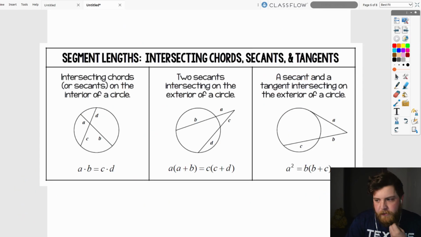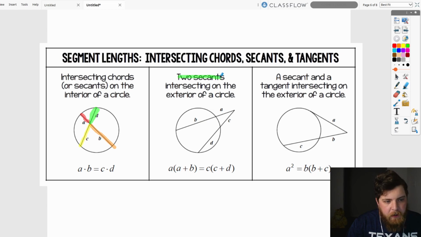Okay, the last couple things is talking about segments. This first part's super easy, right? It's essentially A times B is going to be equal to C times D. So if we're talking about the interior segment lengths, those are usually pretty straightforward. The exterior ones can be a little bit more confusing, and they have a little bit tougher rules.